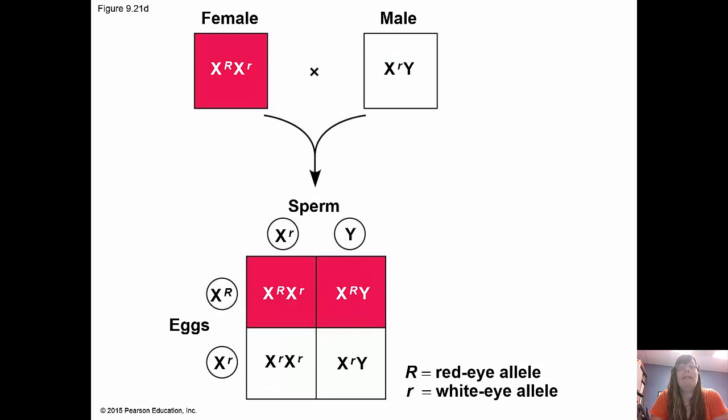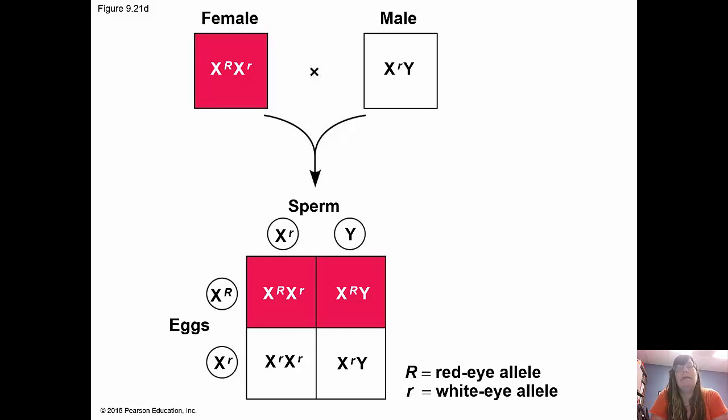And then again, with a heterozygote female and a white-eyed male, you're going to end up with half of your females having red eyes but being heterozygous, half of your females having white eyes, half of your males having red eyes, and half of your males having white eyes.